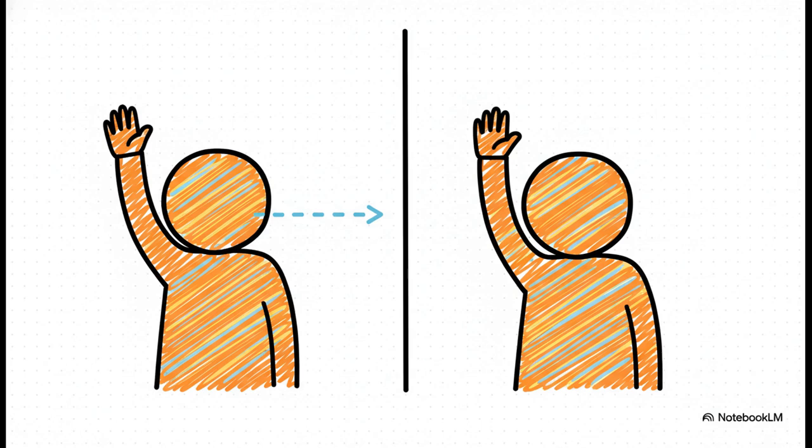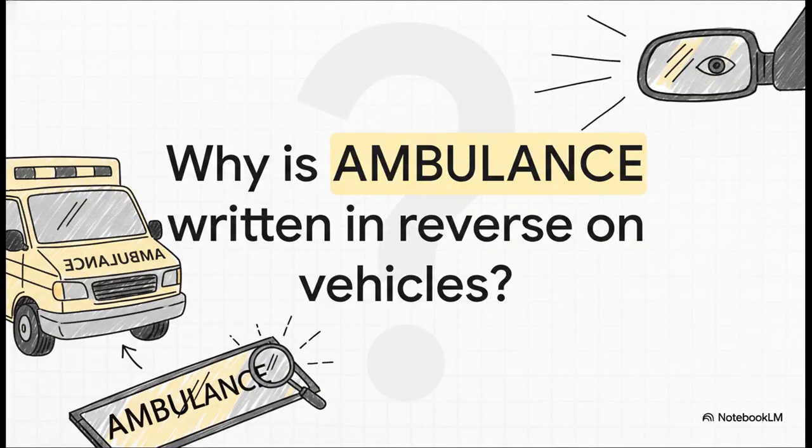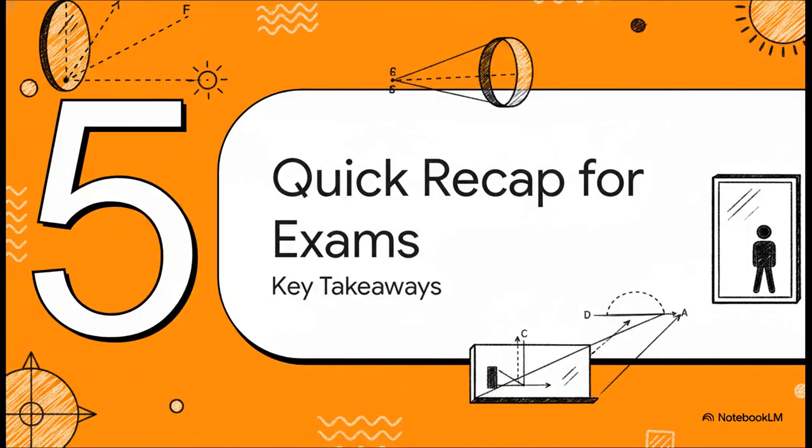So when you stand in front of a mirror and raise your right hand, your reflection appears to raise its left hand. This property actually has a very important, life-saving use in the real world. Think about it. When a driver looks in their rearview mirror, they will see the reversed word ambulance correctly. Because of lateral inversion, they can read it instantly and know to move out of the way. Pretty clever, isn't it?